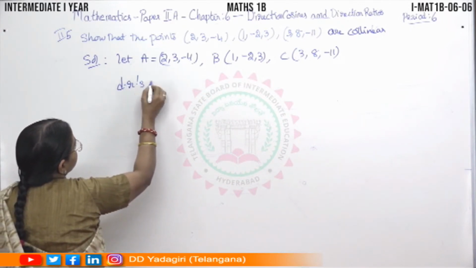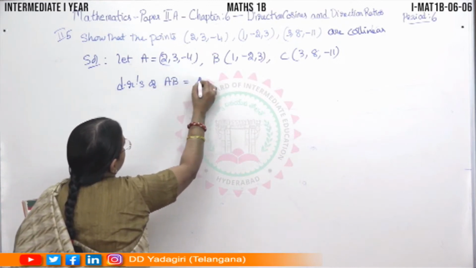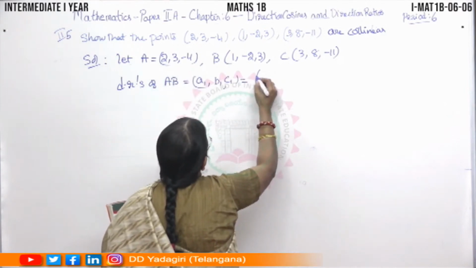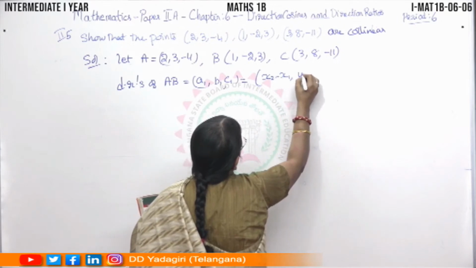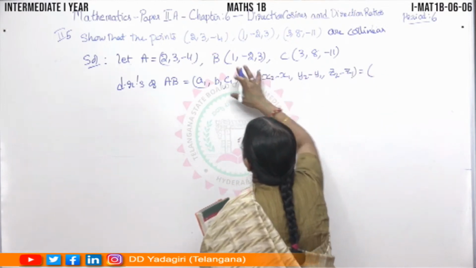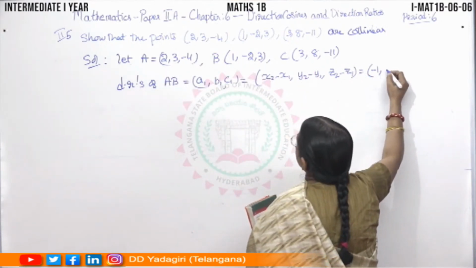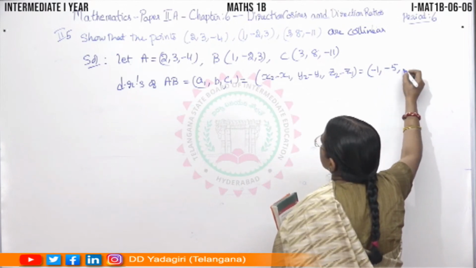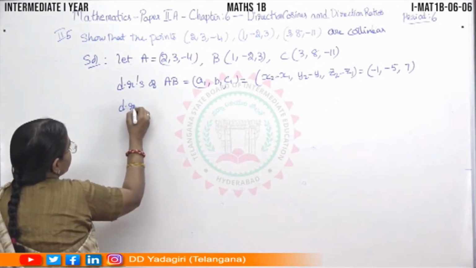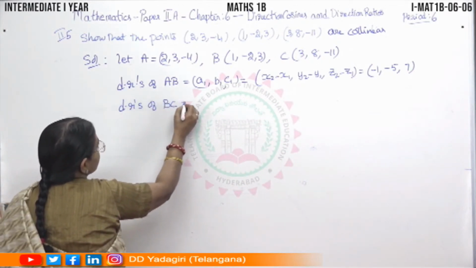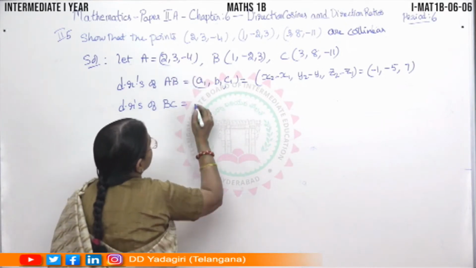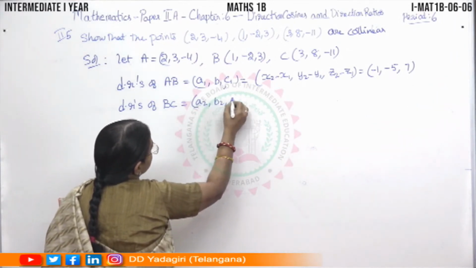We'll find the direction ratios of AB. We'll name them as A1, B1, C1. What is it? 1 minus 2, so x2 minus x1, the formula is x2 minus x1, y2 minus y1, z2 minus z1. So when you simplify, it is 1 minus 2, that is minus 1, and then minus 5, and then 7. So you get like this. Now write the direction ratios of BC. Any 2 sides, any 2 you can take. You can take AB, AC or AB, BC or like that. So A2, B2, C2.